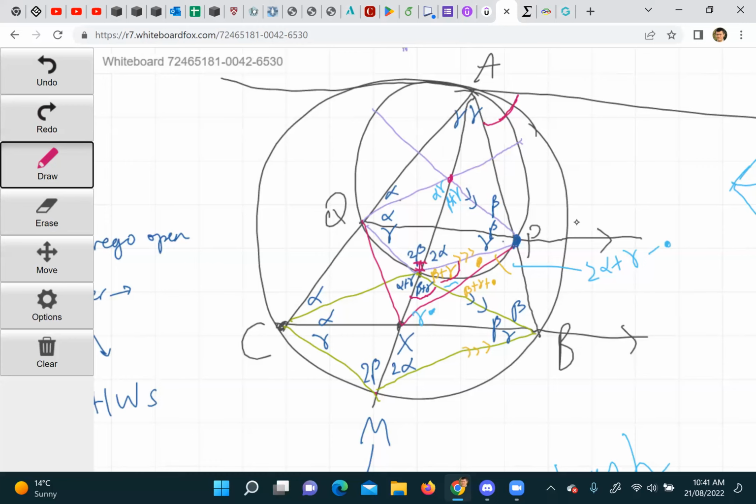Apparently, the parallel lines. But how is it parallel? Oh yeah, the purple line is parallel. Is it not just angle sum? Gamma is 90 minus alpha. Oh wait, that's not a straight line. That is a straight line. I'm saying C, I, P is in a straight line. Okay, so MB is parallel to IP, right? The reason is you can get 2 alpha here and 2 alpha there. Is that clear? Yeah. And then therefore that's beta plus gamma, right?